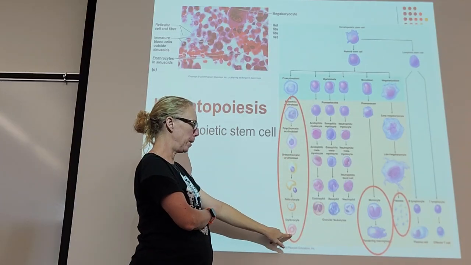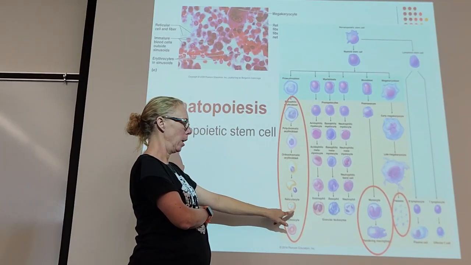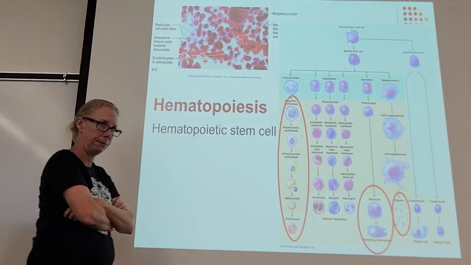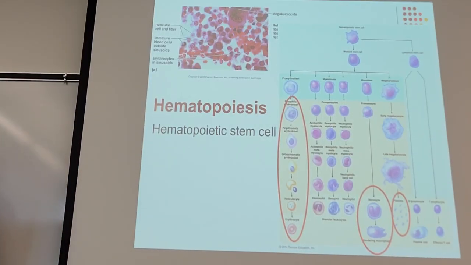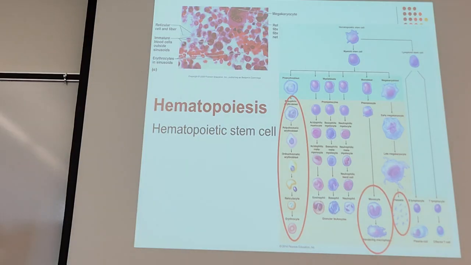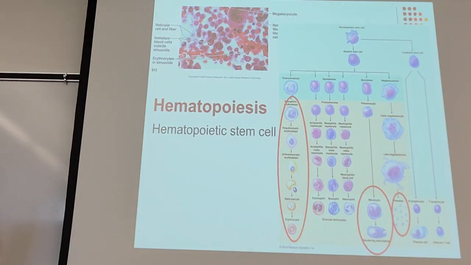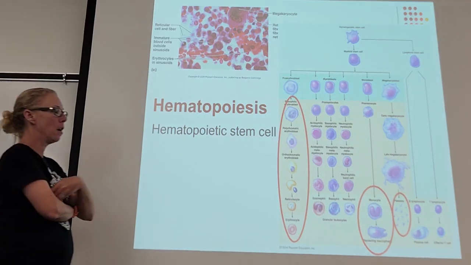And right before it becomes a mature erythrocyte, it's called a reticulocyte, okay? So it's called a reticulocyte, and once that reticulocyte enters circulation, okay, so once it leaves bone marrow, and it enters circulation, then it's called an erythrocyte, okay? But it all originates from a stem cell.